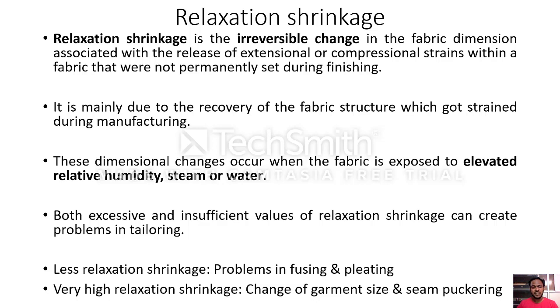So this relaxation shrinkage is one of the important parameters to be measured in this FAST 4 system. If the values we get for the relaxation shrinkage are excessive or insufficient, both are going to create problems during garment manufacture. For example, if the relaxation shrinkage is very low, say 0% or 1%, then it will create problems in fusing and pleating when you manufacture a garment.